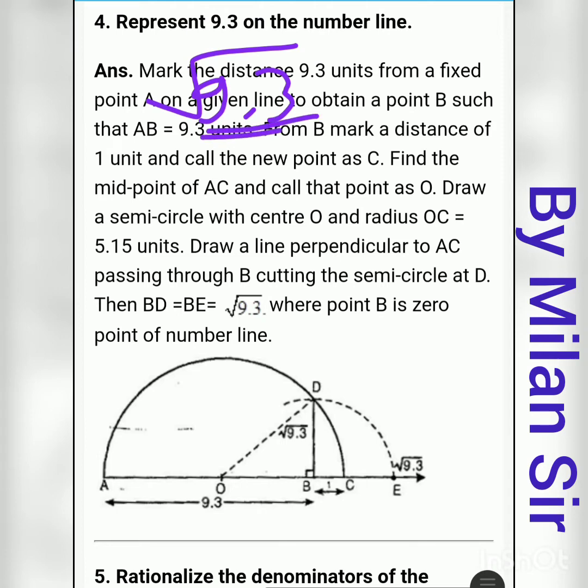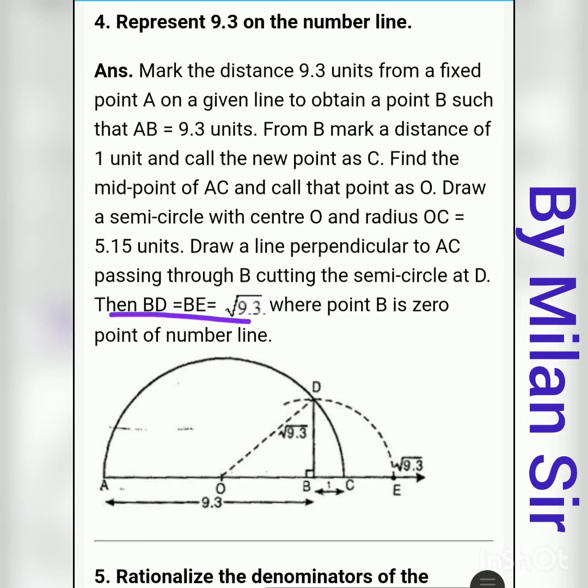So first of all, take a measurement on the scale of 9.3, which means draw one line segment which has a measurement of 9.3. First of all we need to draw one line segment of 9.3, then extend it by 1 centimeter.